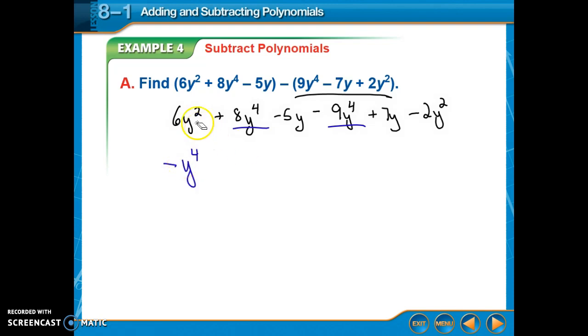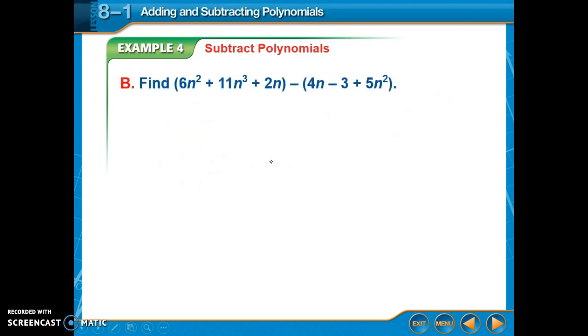Then my next highest power is my squares. So I have 6 and negative 2, which makes a total of 4y squared. And then my just straight up y's, 5 and 7, to give me 2y. And then that would be your polynomial when you subtract those two.